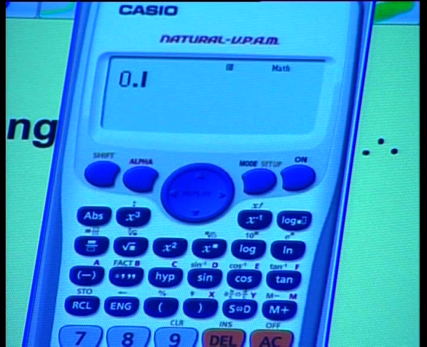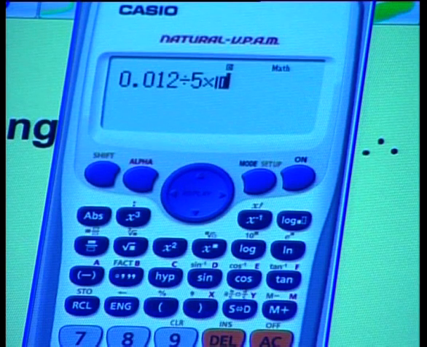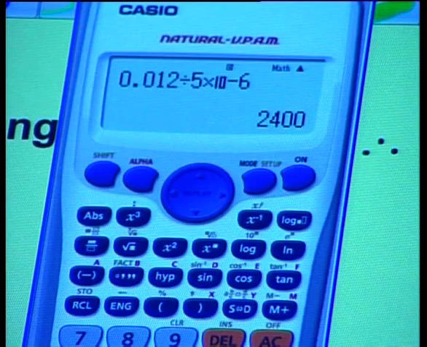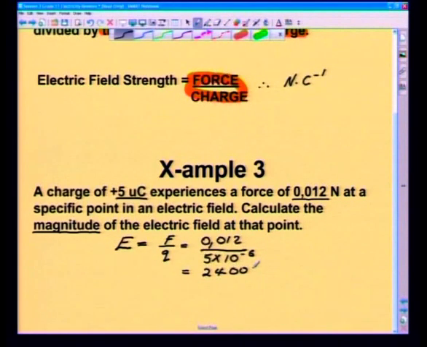Now I need a calculator quickly to work out the solution here, or the answer. So this will be 0.012 divided by 5 by 10 to the power minus 6. And what is the answer? It says that the electric field strength here is 2,400 newtons per coulomb. Okay, so that is our answer there.